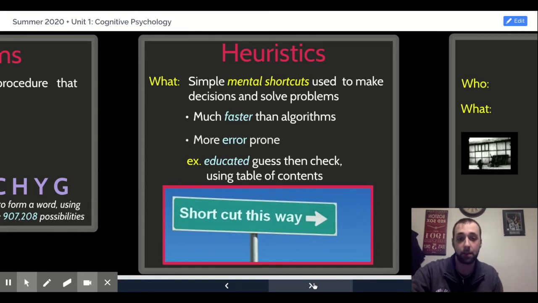Another example of a heuristic involves using the table of contents to find information about a given term in a vocabulary book or in a psychology textbook. You could start on page 1 and flip through every single page, all 1 to 700, to find a given concept. Or you could check the table of contents and very quickly identify where in the book the information is and get to it much faster than through an algorithm.